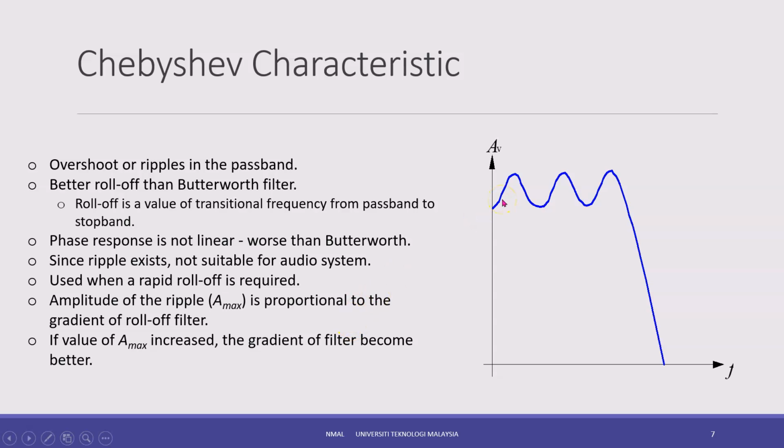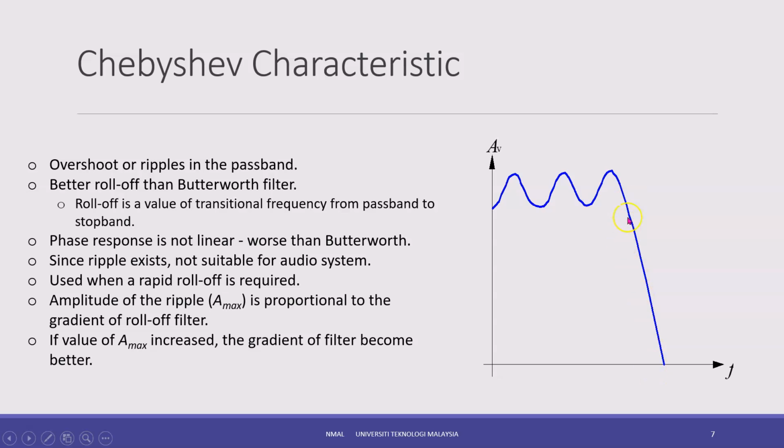Okay, we're also going to learn another type of filter, which is the Chebyshev filter. The first, most obvious characteristic of Chebyshev is that it has overshoot or ripples in the passband. This is what we call ripples. Okay, it's like bumps here, and it is not flat. Unlike Butterworth, which has a flat response, Chebyshev has ripples. So the gain here is not the same. However, it has better roll off than the Butterworth filter. Okay, the transition between pass band and stop band is quite fast.